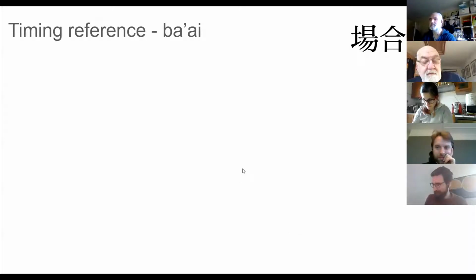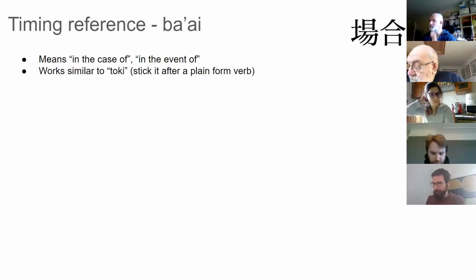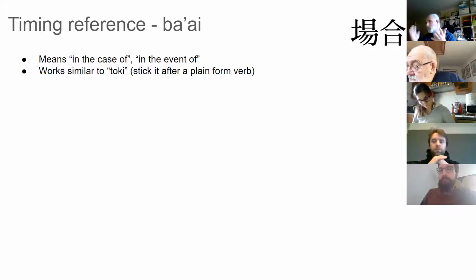Okay, so just a refresh from last week then. We've got this new timing reference, bai. This means in the case of, or in the event of. We can use it almost identically to the way we use toki. We just put it after the plain form of a verb. You might remember from last week that we discussed how in Japanese, and to a certain degree in English as well, conditional and a timing reference, there's not that much difference between them. The if and when expressions are not so different.